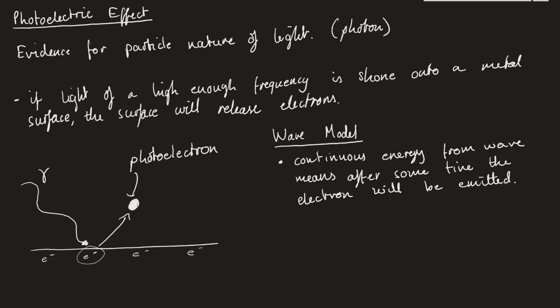In practice, this time delay is never observed. Time delay is not observed, and this is our first piece of evidence that the energy can't be continuous from this light source. So this means the time delay is not observed, so there must be discrete energy.